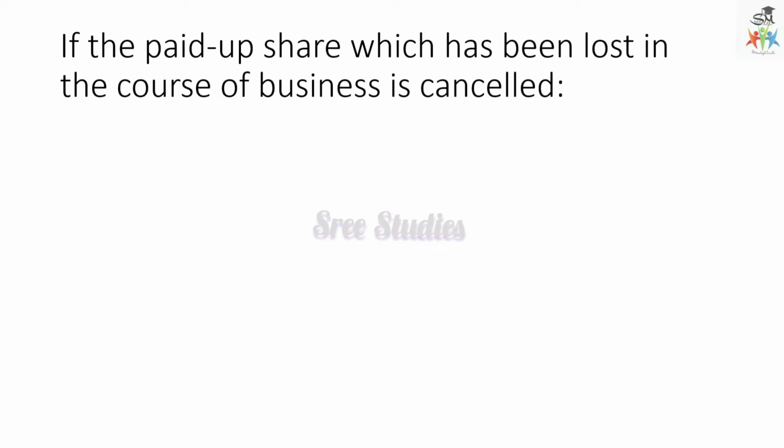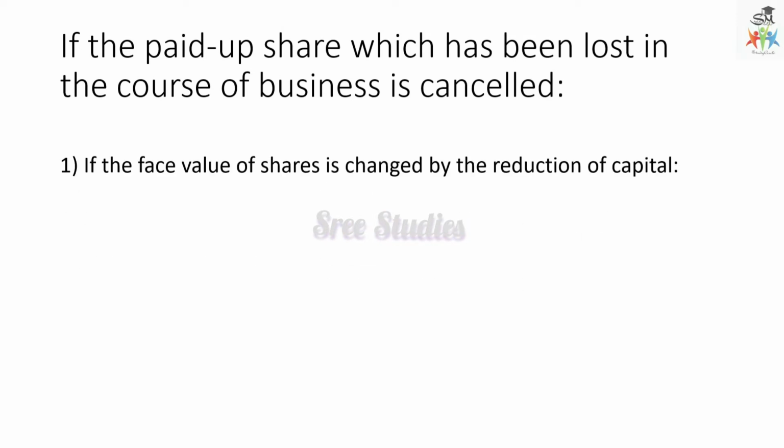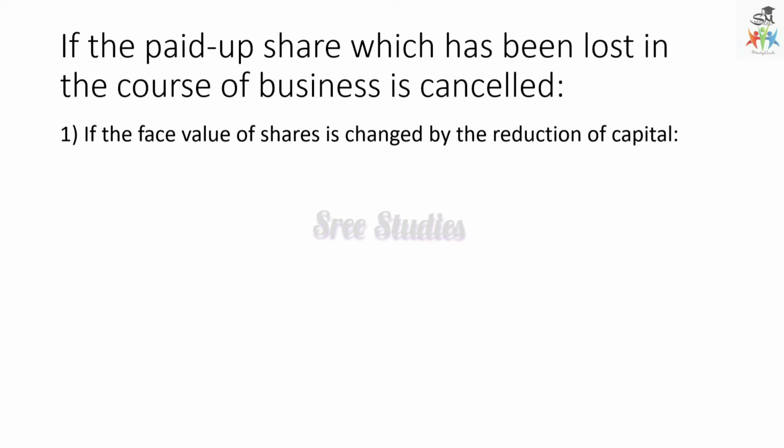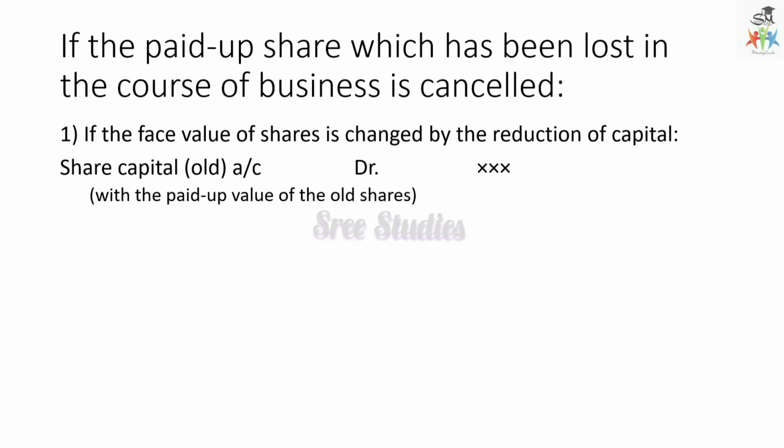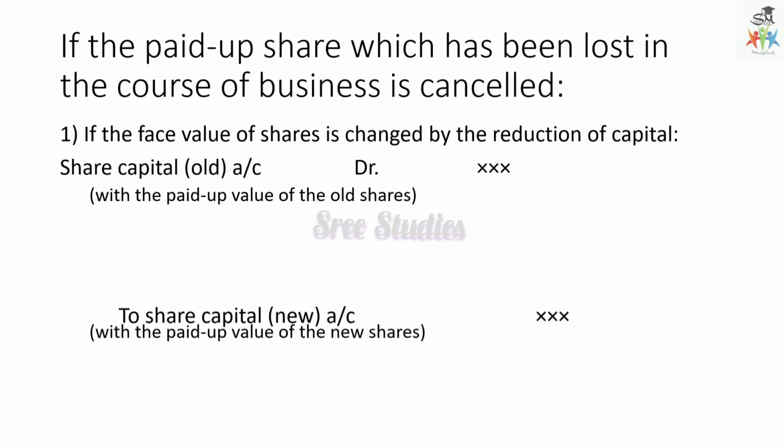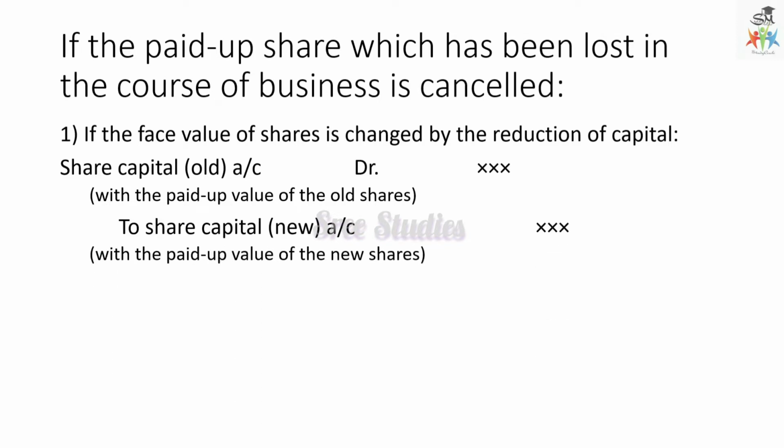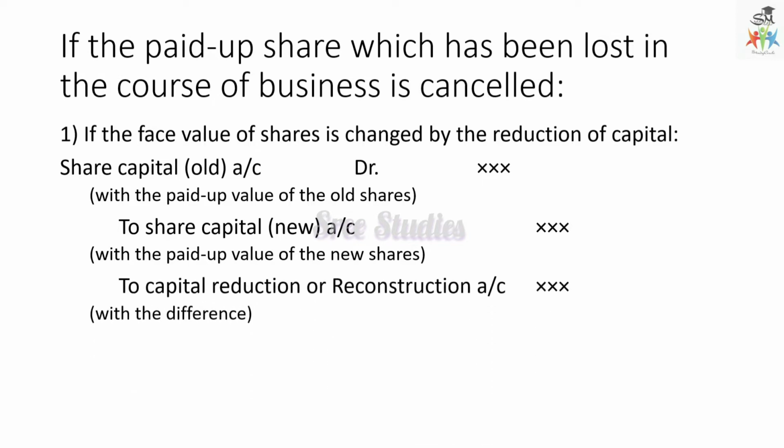If the paid up share capital which has been lost in the course of business is cancelled, it can be done in different ways. If the face value of share is changed by reduction of capital, then share capital account, that is with the paid up value of the old share, then to share capital account, this is the new account, with how much the paid up value. Say for example, the old share capital is rupees 80 per share paid up, and here the new capital is rupees 60 per share paid up. So the balance goes to capital reduction account.